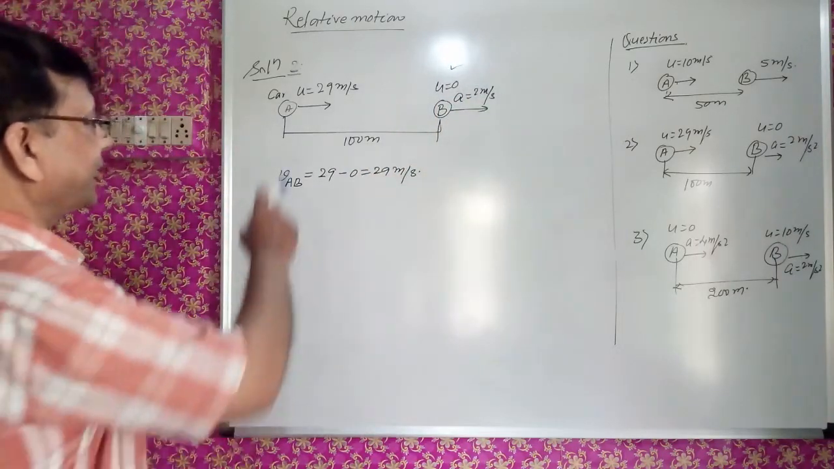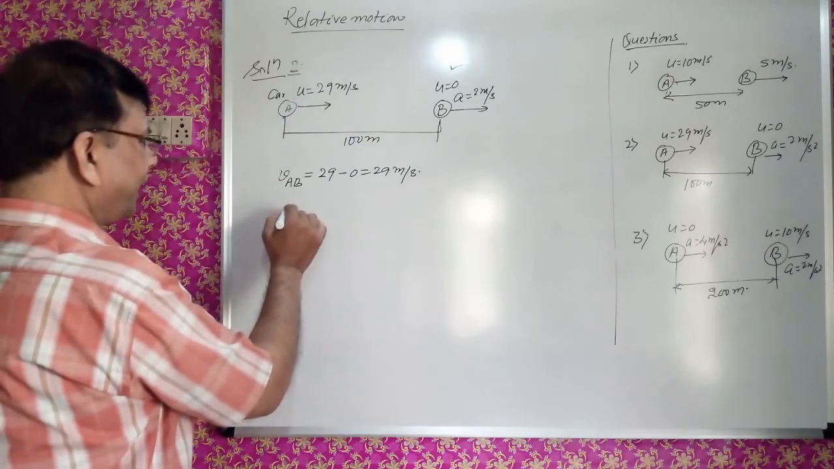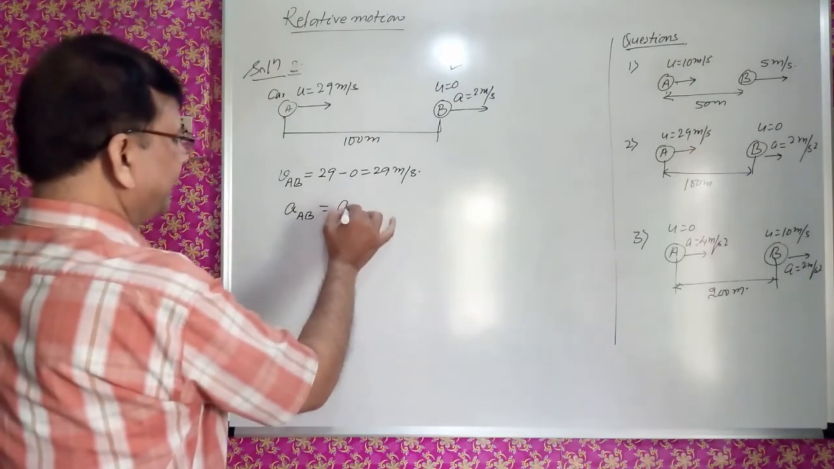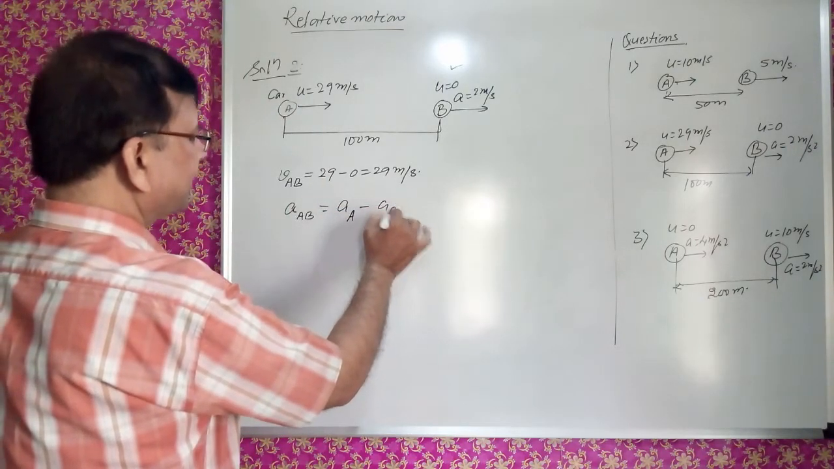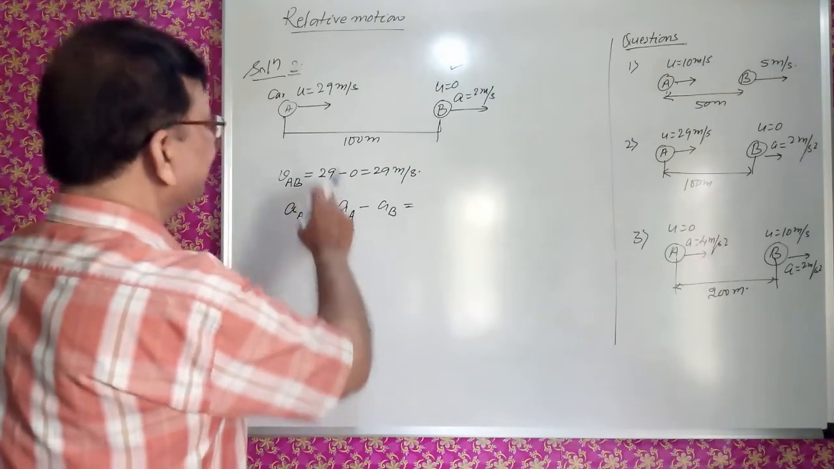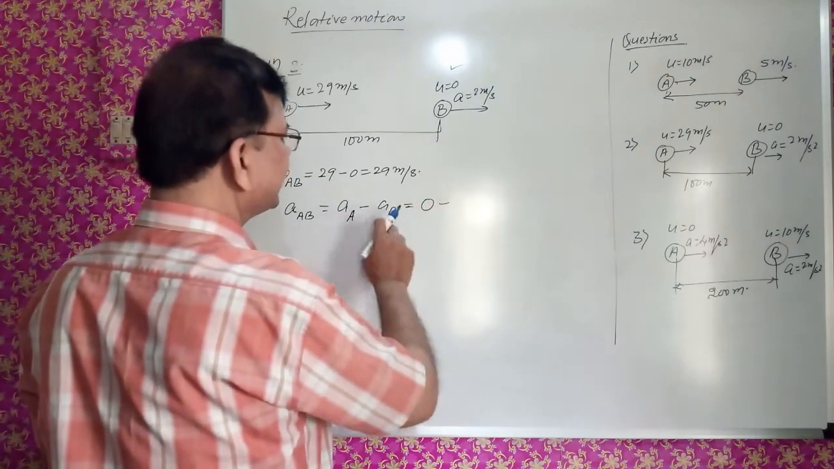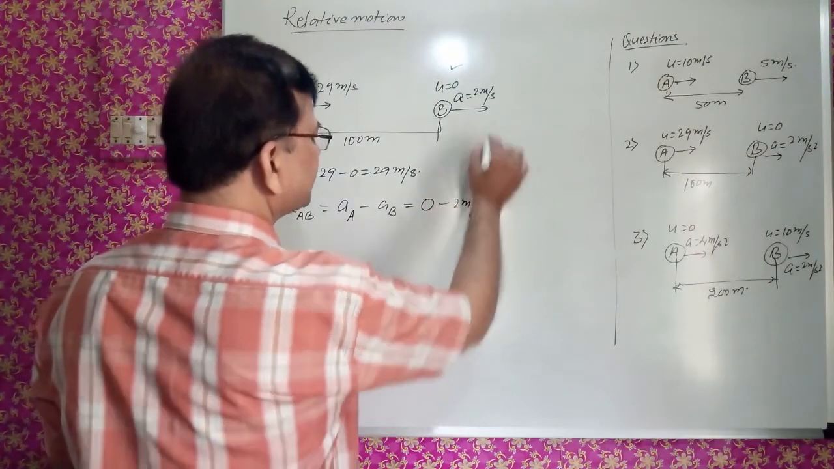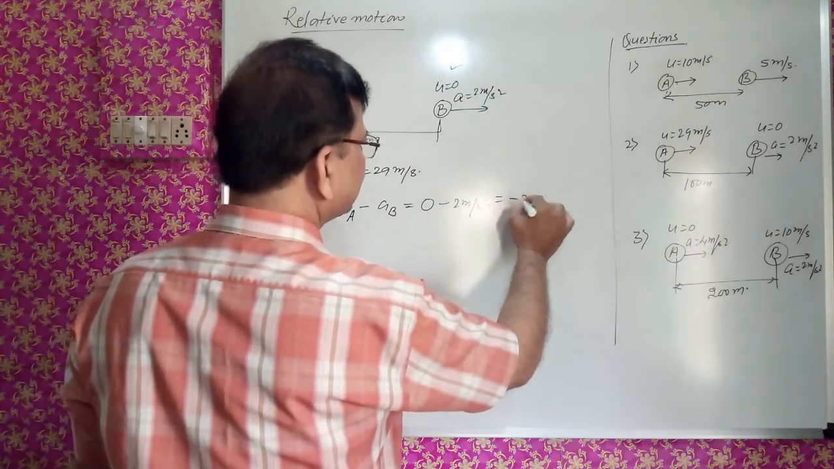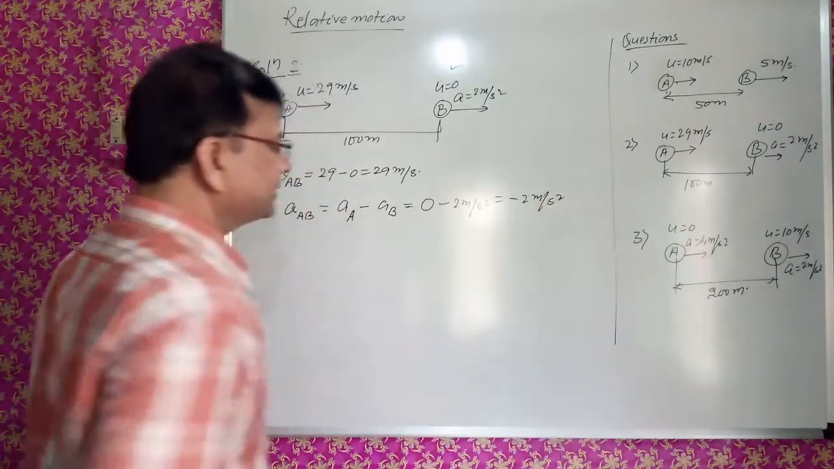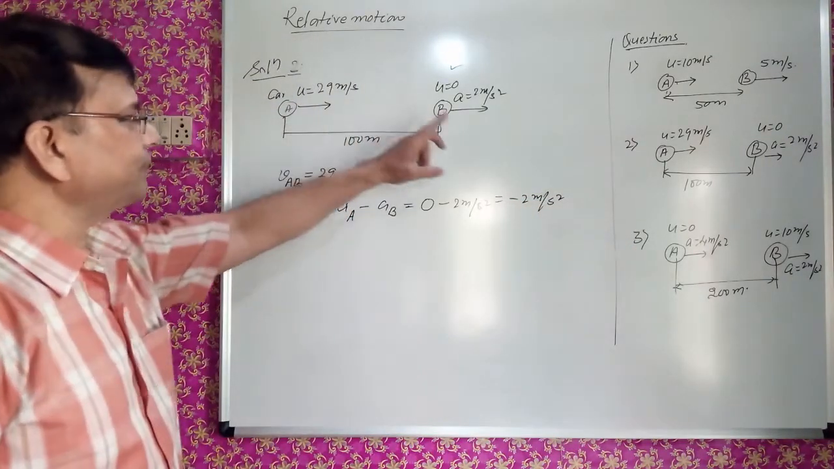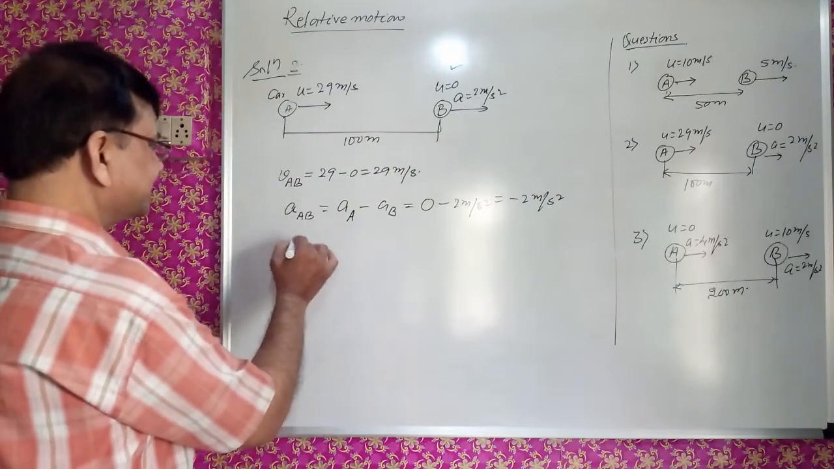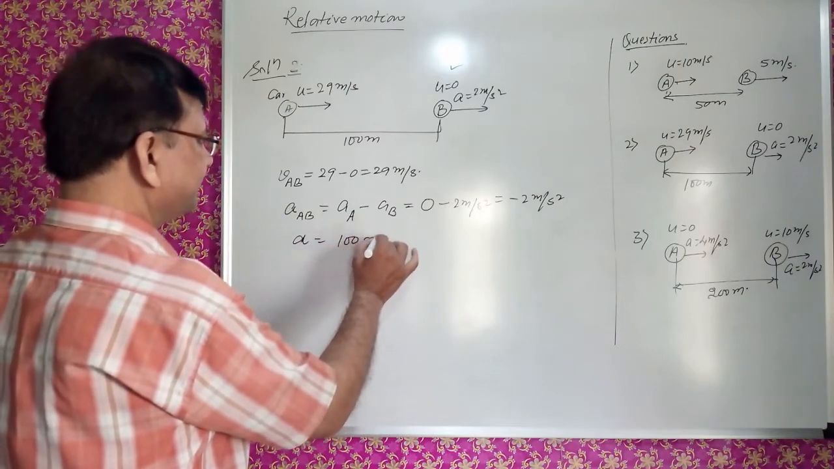What about acceleration? Acceleration of A is 0. So I will write a_AB is equal to what? Acceleration of A minus acceleration of B. What is the acceleration of A? This is 0. What is the acceleration of B? In this direction it is positive, that is 2 meters per second squared. So that is equal to minus 2 meters per second squared. That is the acceleration of A with respect to B. Now B has come to rest and the distance D is equal to 100 meters.